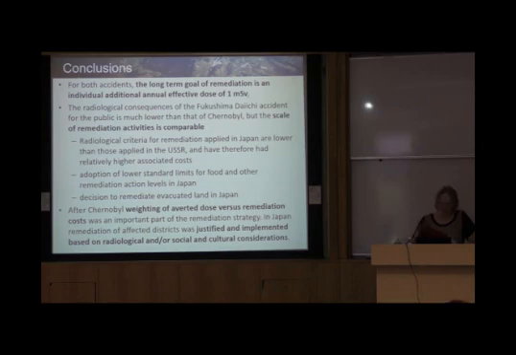And the adoption of lower food standards and remediation action levels in Japan, because this degree of conservatism, partly due to the lack of prior experience, whereas at Chernobyl, people came in from Kushtim and knew about setting levels immediately and what the numbers would be or might be for setting those levels. And the decision to remediate evacuated land in Japan. So after Chernobyl, we have this weighting averted doses versus cost, and it was a very important part of the remediation strategy in the first 5 years. Whereas in Japan, remediation of these affected areas was justified and implemented not only on radiological criteria, but also on social and cultural considerations. And that's the reason why the actual levels of remediation activities are comparable, similar.